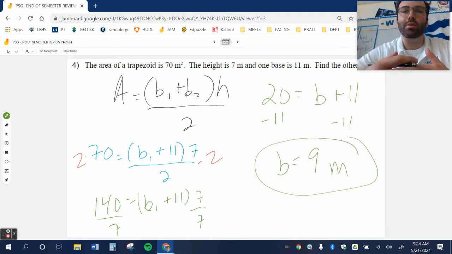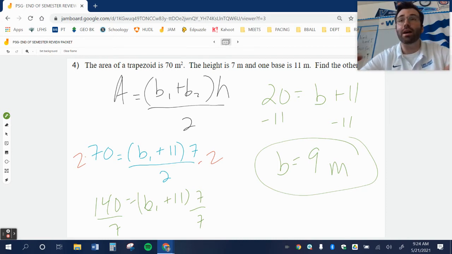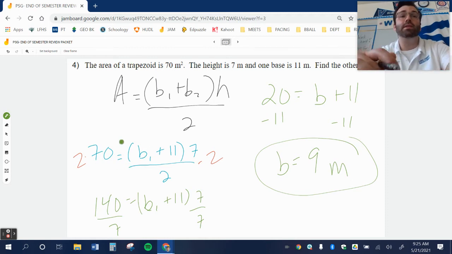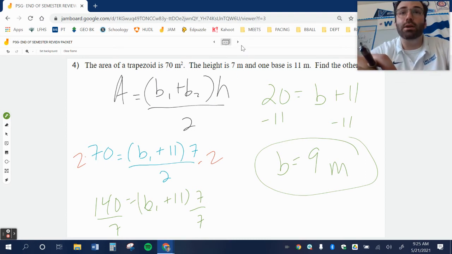So what was I doing? I'm working backwards. I have the area, and I want to work backwards to figure out what the other base is. Some of us may be able to just guess and check. If this is a multiple choice question, or even if it's an online assessment, plugging in the multiple choice values for this base is fine. But you have to know how to set it up. That's the most important part, so that you'll be able to do the problem.